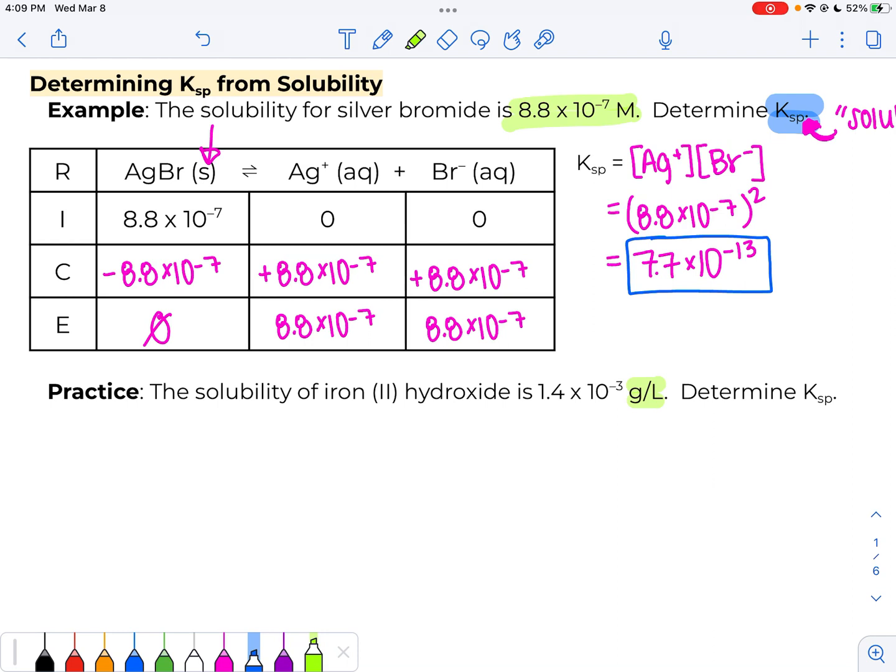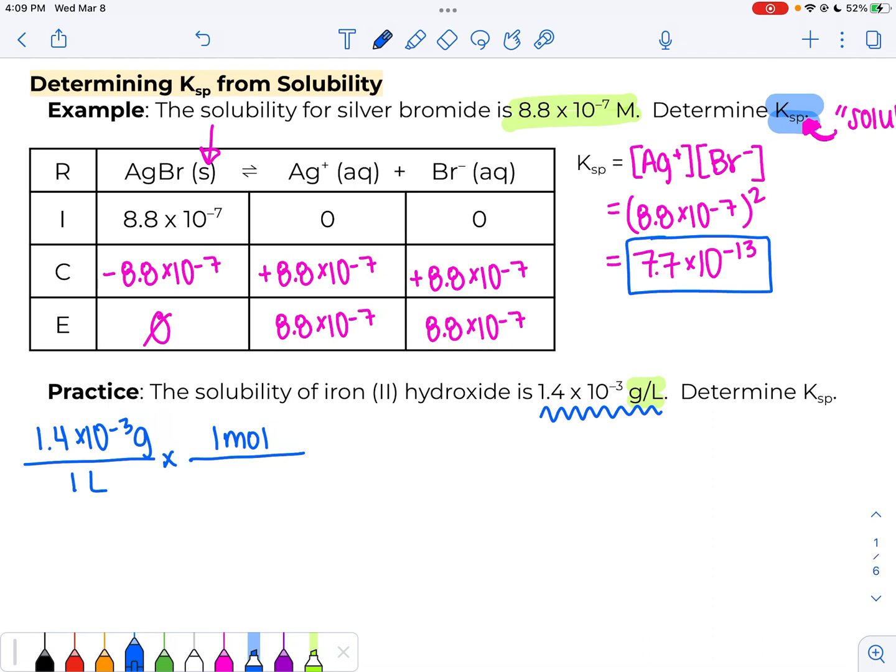Here our units are grams per liter. So before we can do anything else, what we have to set up is the right units. So if I know that we have 1.4 times 10 to the negative third grams per 1 liter, how can I get to units of molarity, moles per liter? I have to plug in molar mass. So in 1 mole, what's the mass of iron 2 hydroxide?